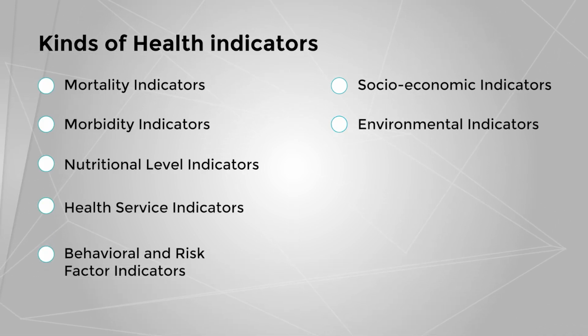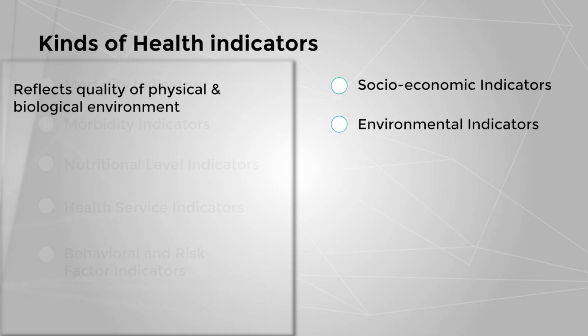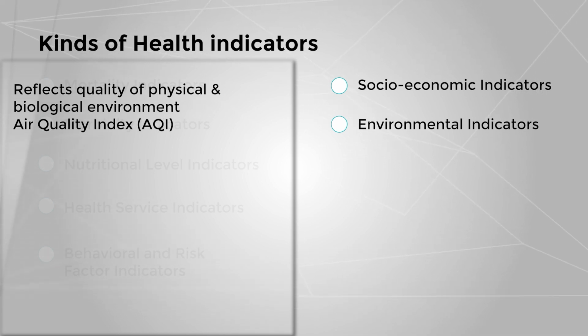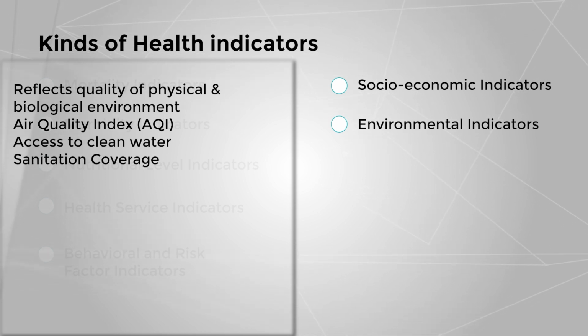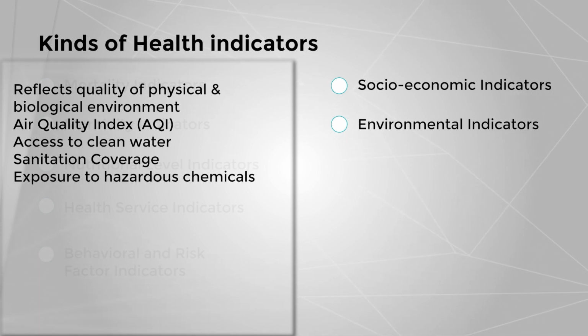Next we come to environmental indicators. These indicators reflect the quality of physical and biological environment. For example, air quality index, that is a measure of air pollution. Percentage of population with access to safe drinking water is a measure of availability of drinking water to people. Sanitation coverage, percentage of population with access to improved sanitation services or toilet facilities. Levels of harmful substances in the environment, that is also very important to understand the exposure to hazardous chemicals that a population may be at risk to.